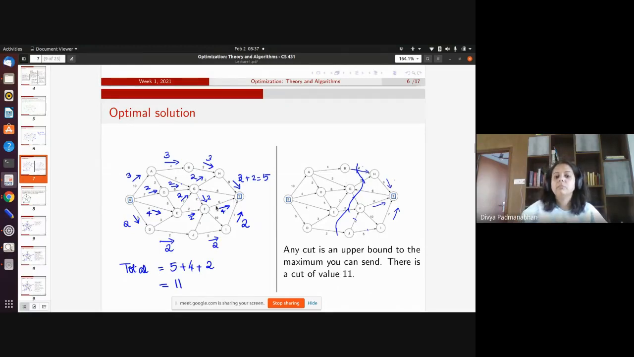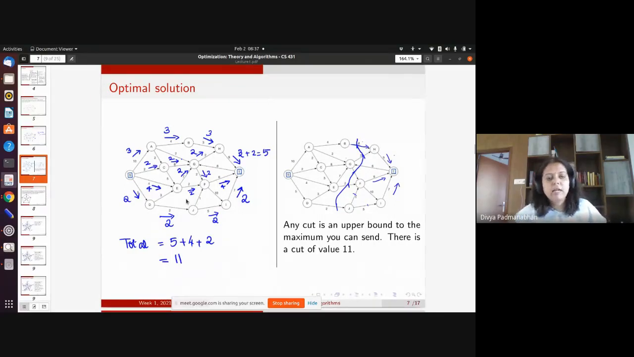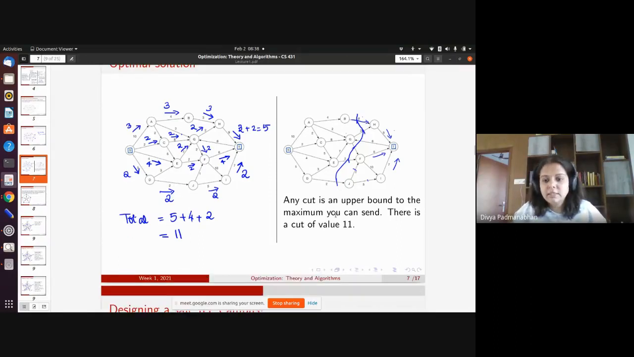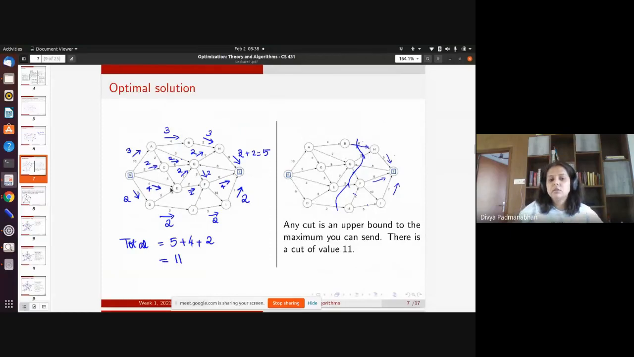Now this flow gave a value of 11, but how do you know that that was optimal? For that, what we needed was the min cut. In the sense that you're sending things from S to T, but another way to think of this problem is that if you cut the network in any manner, the flow you send cannot be more than what comes out of this cut.